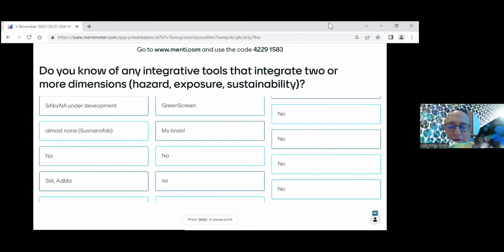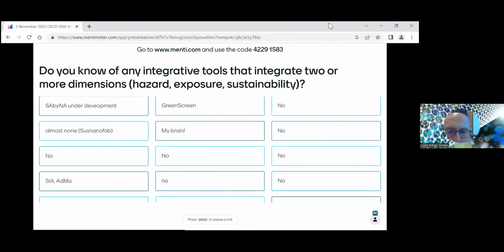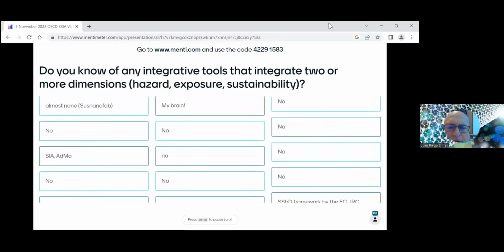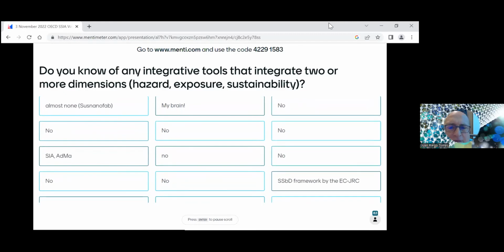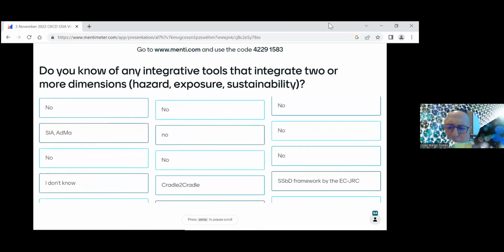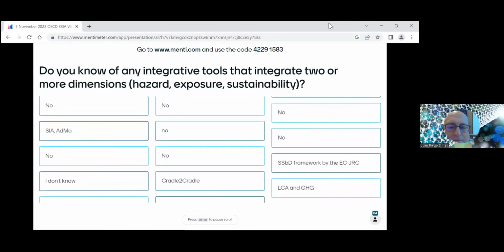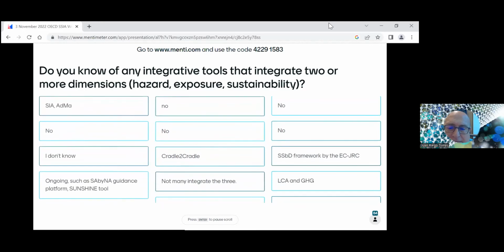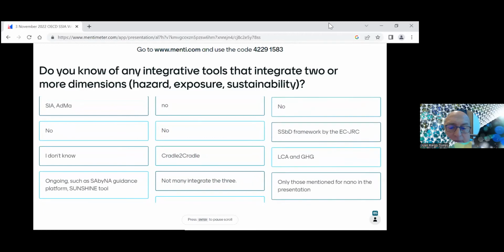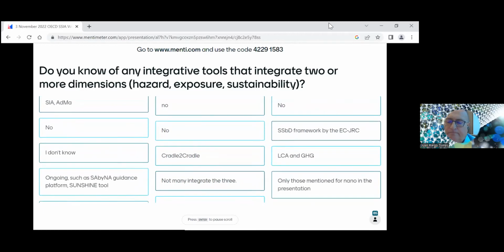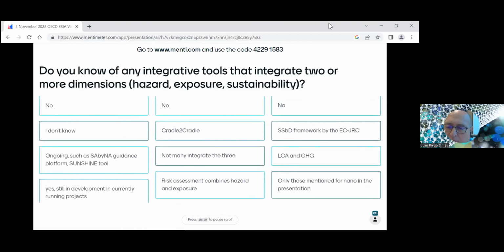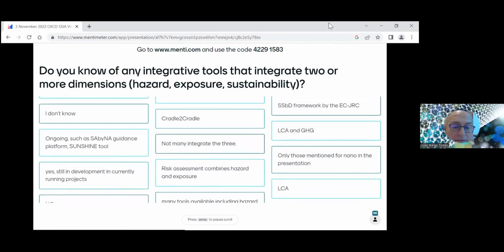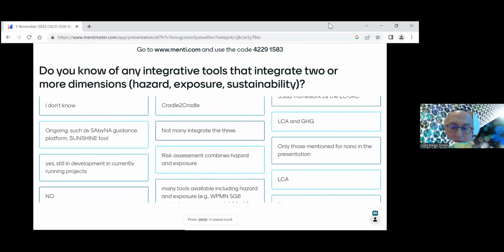Can we put your brain in among the list of our tools? If you identify yourself, maybe we can prepare a brain-computer interface so we can access your brain. Thank you. The SSbD for the GRC. Okay, main integrate. Thank you. Only those mentioned for none in the presentation. Okay.